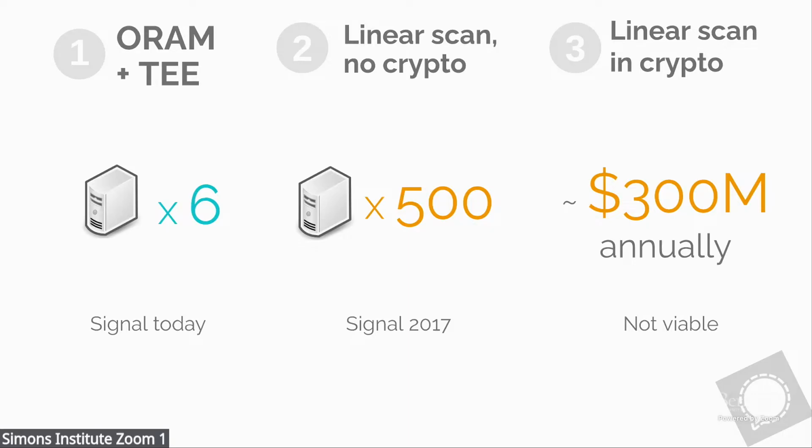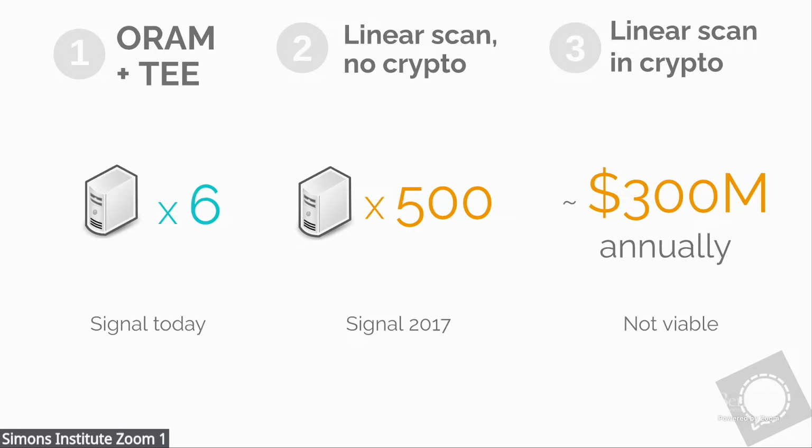So back in 2017, they thought a linear scan was going to do better. So they had a linear scan implementation, and it's an extremely optimized linear scan. They do some batching and stuff, and they needed 500 servers to handle the load. This is linear scan without crypto. It's like linear scan inside the TE.